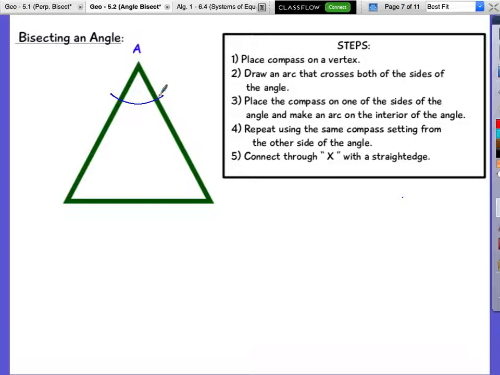So anyway, what you're going to do is put it on one of those points, and then make an arc on the interior of the angle. So inside this angle here, we're just going to make an arc. It doesn't have to be big, okay? Look at relatively how big I made it, and you need to keep that measurement because we're going to use the same exact measurement on the other one. After this arc, we'll put it on the other side of the angle at the intersection, use the same measurement, and draw an arc there.